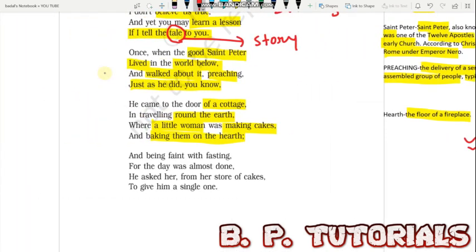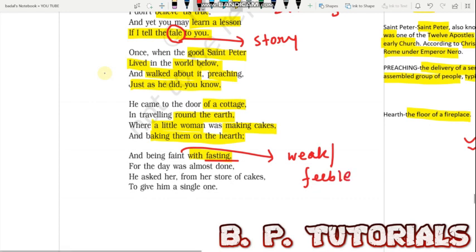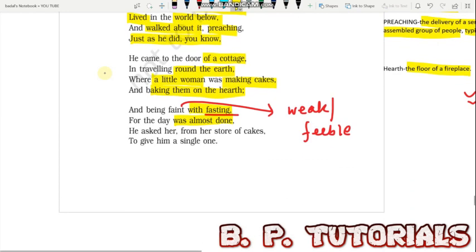Now then what happens? And being faint with fasting. Actually, there Saint Peter had not eaten for the whole day, and that's why he was faint. Faint in the sense here, one who is weak or feeble is called faint. Now, being faint with fasting, for the day was almost done. Why? Because the day was almost over. It was about to be evening right now. Whole day he walked and preached, and he was hungry.